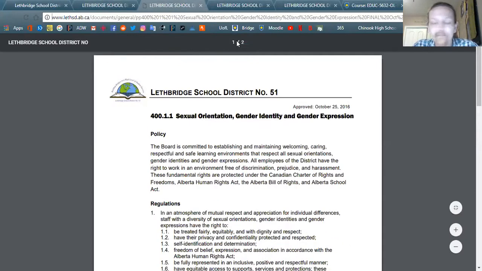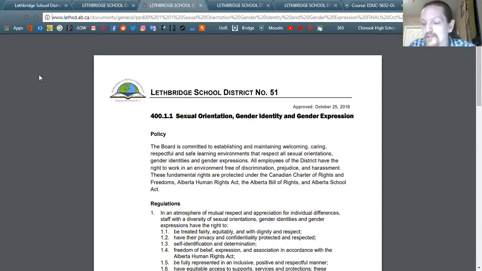Also, our division, effective in October of 2016, created a policy aimed at establishing and maintaining welcoming, caring, respectful, and safe learning environments that respected all sexual orientation, gender identities, and gender expressions. And this is also backed up by the Charter, the Alberta Human Rights Act, the Alberta Bill of Rights, and the Alberta School Act. And basically it says that everyone has the right to be treated fairly, equitably, and with dignity and respect.